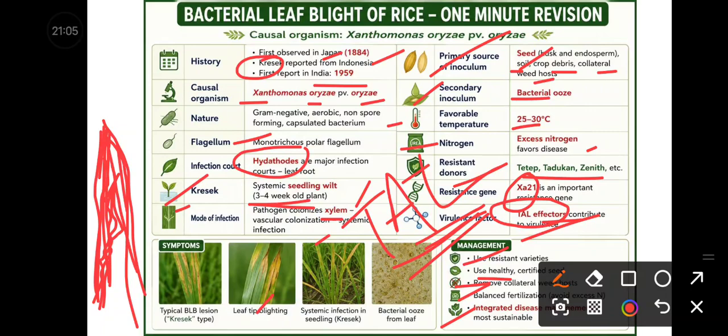Okay. Then the primary sources are mostly seed, crop debris, collateral host and weed host. Secondary inoculum is bacterial ooze. Then favorable temperature is 25 to 30 degrees Celsius. The most important resistant gene is XA21 and the virulence factor is the TAL effector.